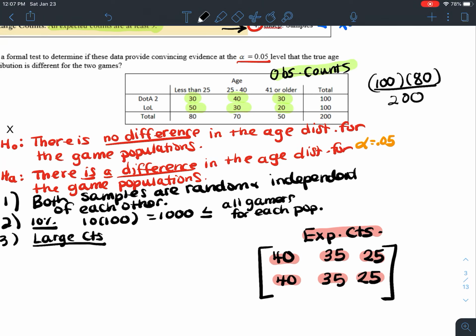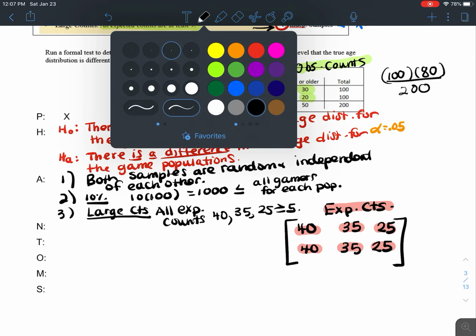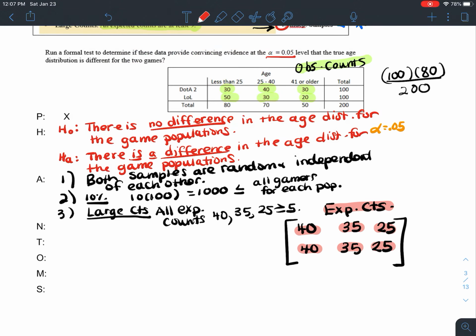And so I need to make a statement here for this condition that all of the expected counts, and I'm just going to list those because there's really only 3 types, 40, 35, and 25, are greater than or equal to 5. Okay, so that brings us down to the end step, which is where we are supposed to name this significance test. Okay, this is the chi-square test for homogeneity.